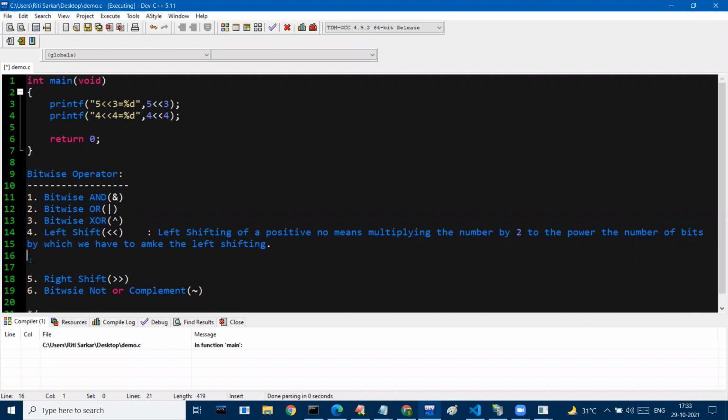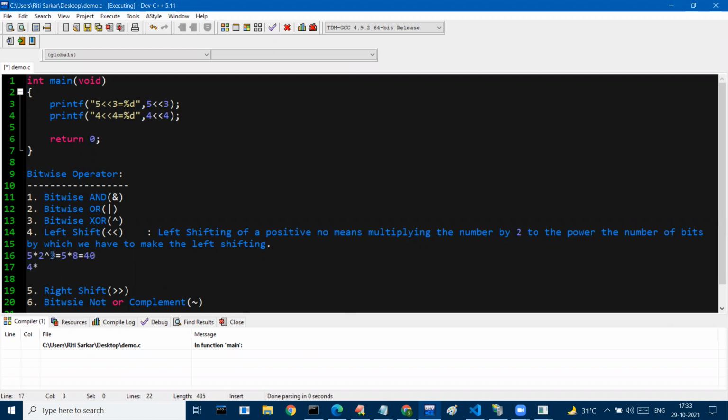So the answer is, as per this, left shifting of a positive number. Left shifting of 5 means multiplying the number by 2 to the power number of bits by which we have to make the left shift. Here the number of bits is 3. So basically 5 into 2 to the power 3. Exponentiation has high precedence, so it becomes 5 into 8, and hence the result is 40.